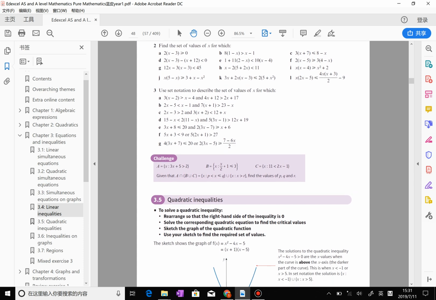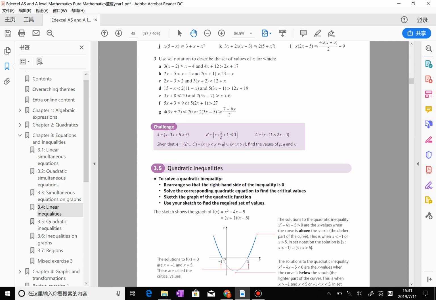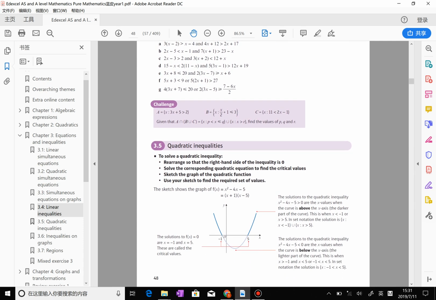For the next session, we're going to 3.5 to solve quadratic inequalities. Hopefully, you will understand the linear inequalities and how to do that.